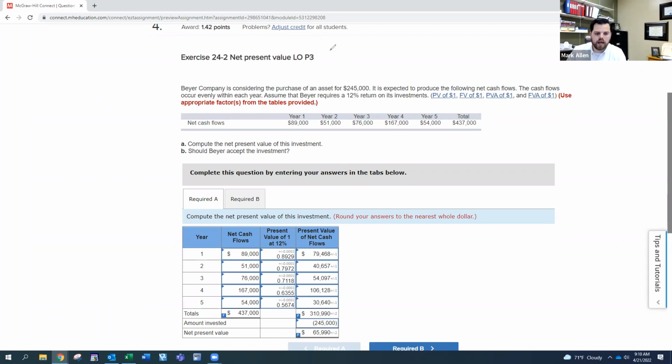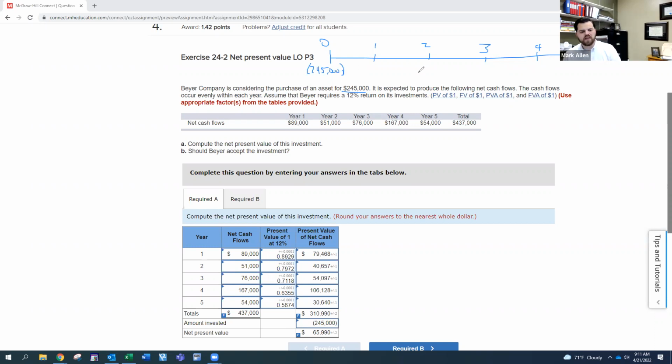all right, imagine a timeline where we've got year 0 right here, and we've got year 5 here. Year 4, year 3, year 2, year 1. Probably not exactly evenly spaced, but hopefully it's good enough that you can kind of get the idea. So let's imagine in this case, and I guess we can just use these numbers. Bayer Company is considering the purchase of an asset for $245. So in year 0, we're going to have to spend $245,000.